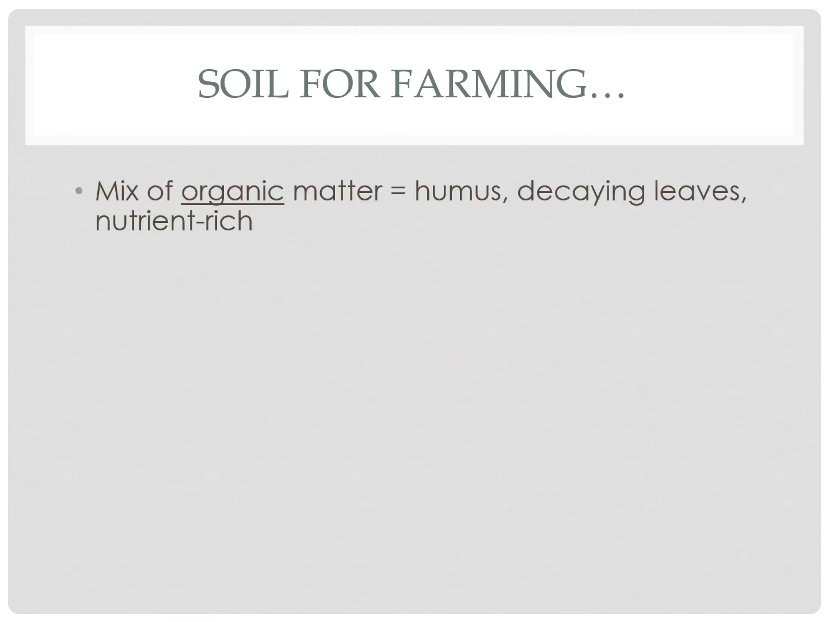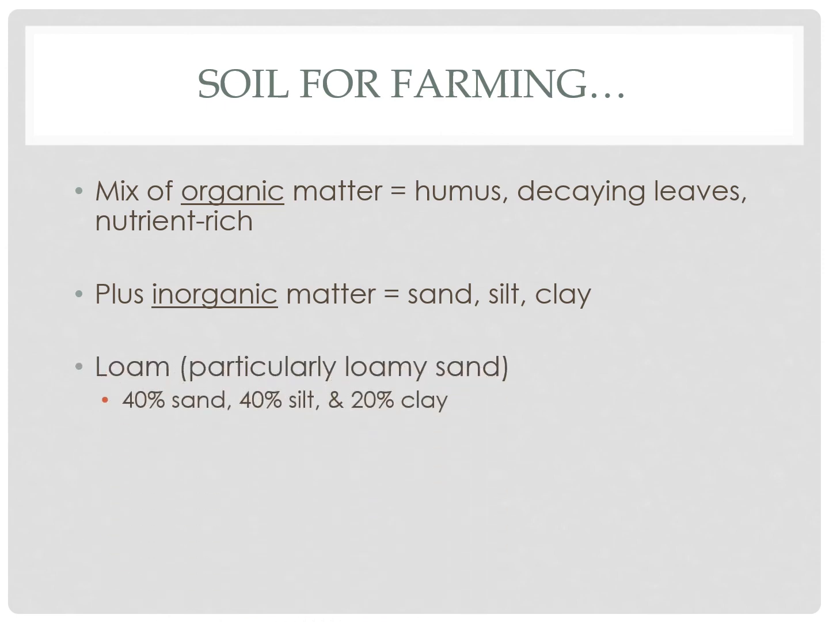So for farming, usually you want some organic matter, what we call humus. You want some decaying leaves. You want some nutrients. Usually it's kind of a spongy-ness to it that allows water to infiltrate but not waterlog. You also would have some sand, silts, and clay. You usually want a mix of both, right? Organic and inorganic. And then a loam is usually what we're looking for if you're going to grow some plants.